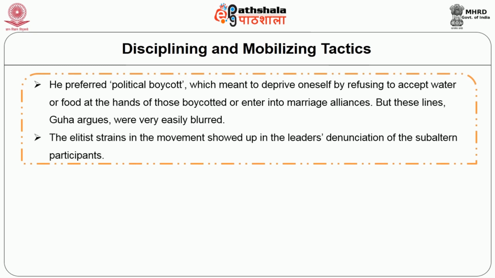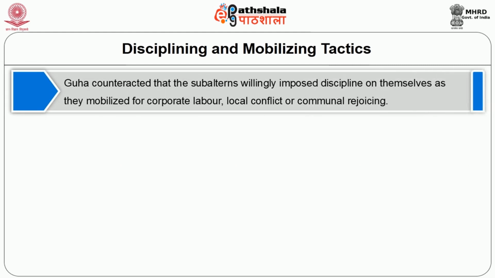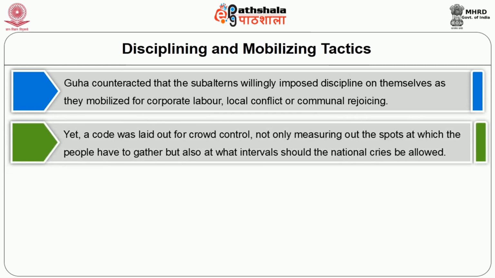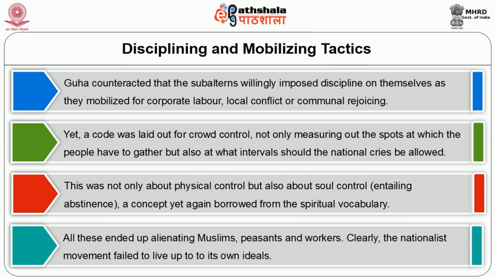Moreover, the elitist strain in the movement showed up in the leaders' denunciation of the subaltern participants. Gandhi expressed his distaste by labeling it mobocracy, loathing their lack of premeditation. Guha counters that the subalterns willingly imposed discipline on themselves as they mobilized for corporate labor, local conflict, or communal rejoicing. Yet a code was laid out for crowd control, not only measuring out spots at which the people have to gather, but also at what intervals the national cries should be allowed. This was not only about physical control, but also about soul control, a concept yet again borrowed from the spiritual vocabulary. All these ended up alienating Muslims, peasants and workers. Clearly the nationalist movement failed to live up to its own ideal.